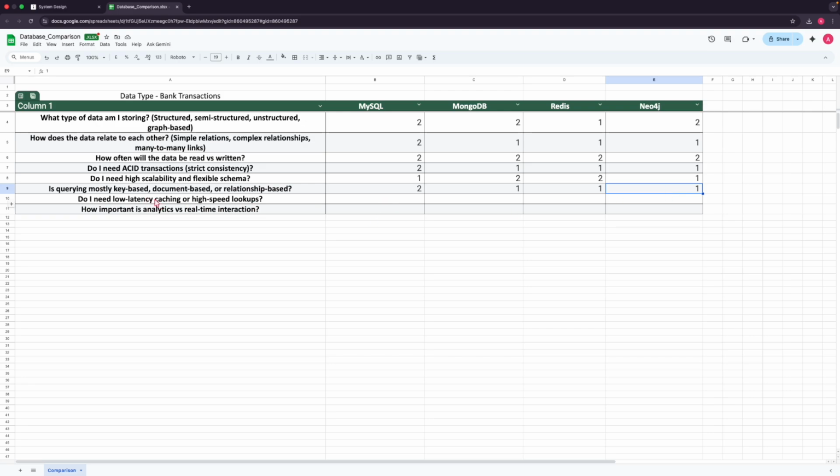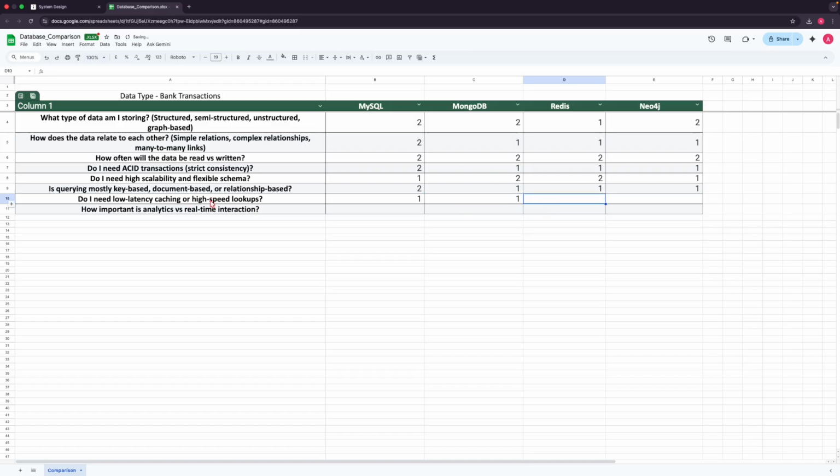Next, do I need low latency caching or high speed lookups? No. This is not the need for banking transactions, right? So that's the reason here I will give MySQL a 1, because it does not promise this very efficiently, as other databases have this feature in a more enhanced manner. For example, MongoDB also does not help us with low latency or high speed lookups, and compared to bank transactions, this is not the ideal one. So that's the reason I'm giving it a 1.